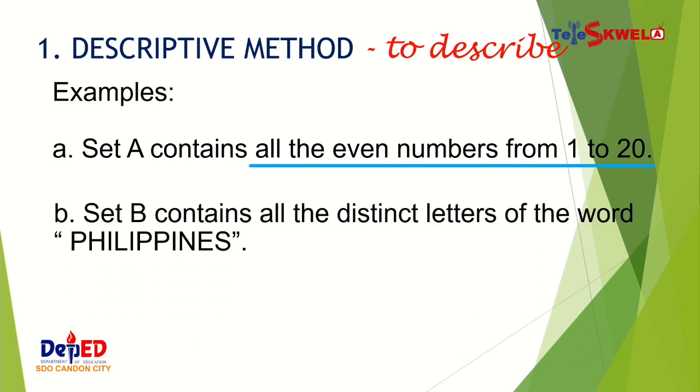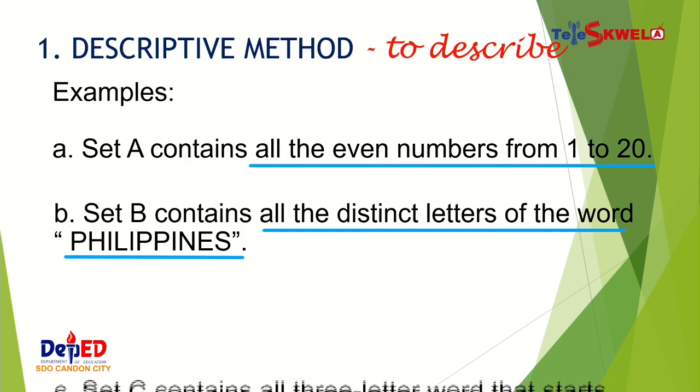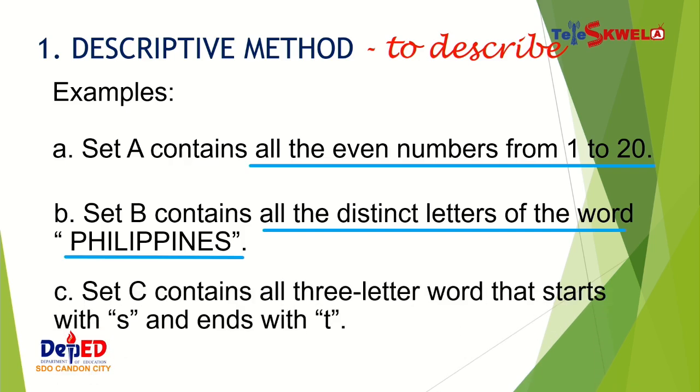Second, set B contains all the distinct letters of the word Philippines. So what are the descriptions of the elements of set B? The elements are all the distinct letters of the word Philippines. And third, set C contains all the 3-letter words that start with S and end with P. So what are the descriptions of the elements of set C? The elements are all 3-letter words that start with S and end with P.